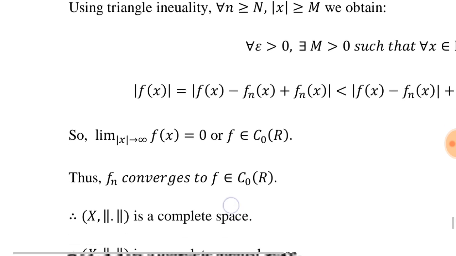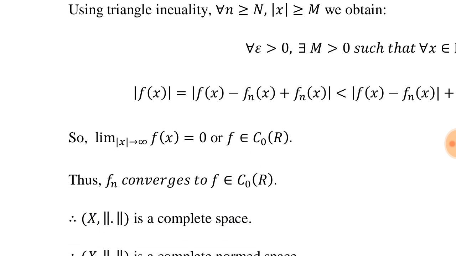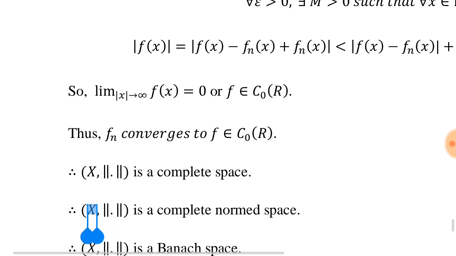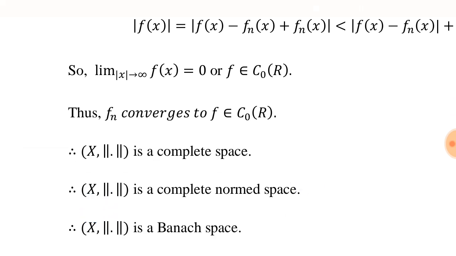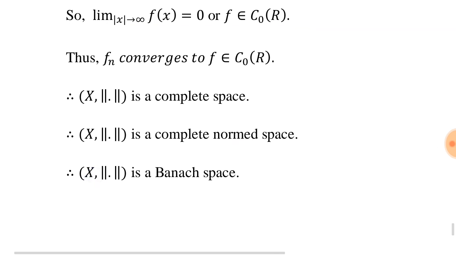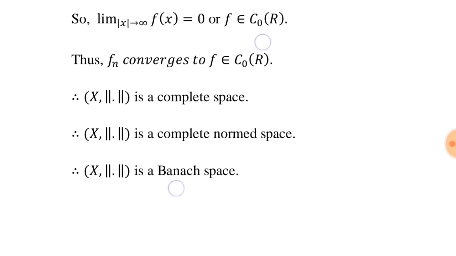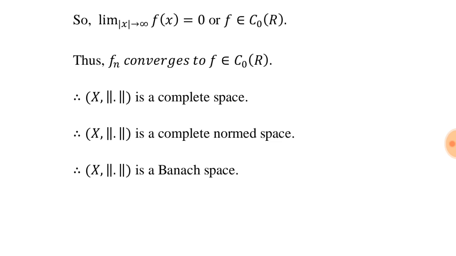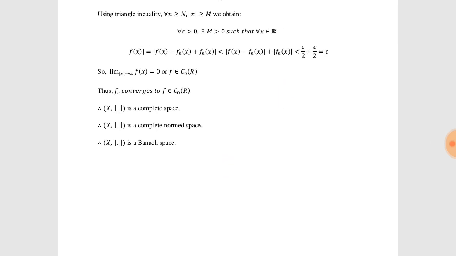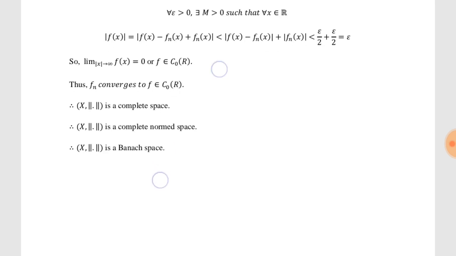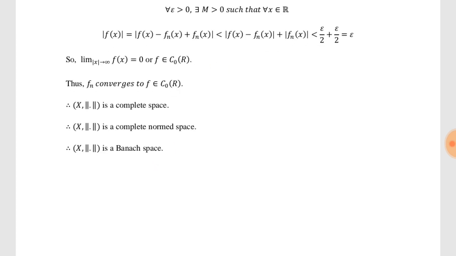And then we have that this is a complete space, from the first information that we have proved. We have that this is a complete normed space, and then we have that this is a Banach space. So we have proved that X with the defined norm is a Banach space. I guess that's all of the solution for now. We already proved that the space is a Banach space, and I think this is the end of the video.